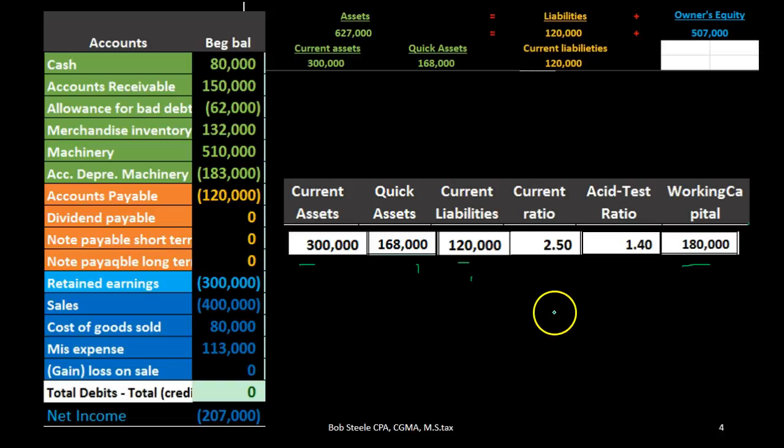But we might be able to get some relevant information if we compare ratios, like the current ratio and the asset test ratio, between a very small company and a very large company. That might give us something of value in terms of a comparison. That's why ratios are very, very important.